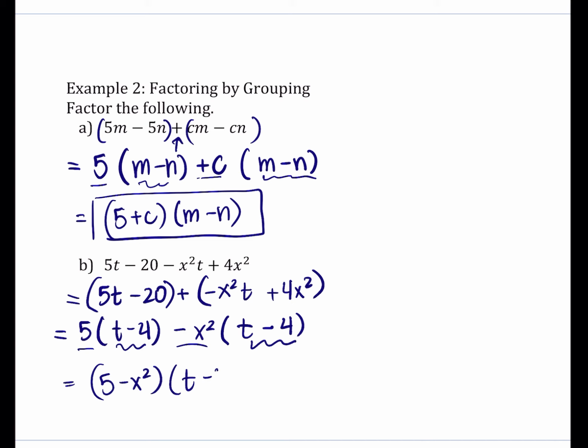Five minus x squared times t minus 4. Factoring by grouping. Moving on to the next example.